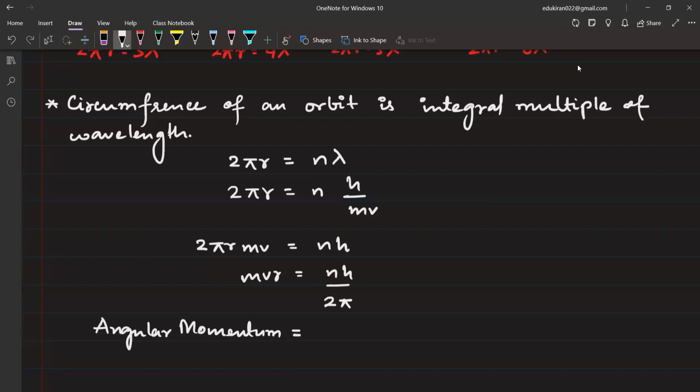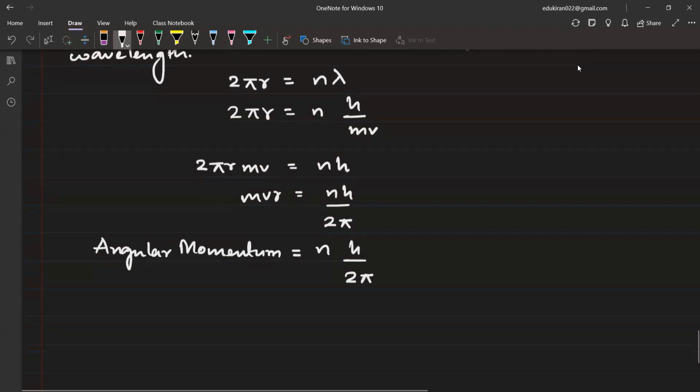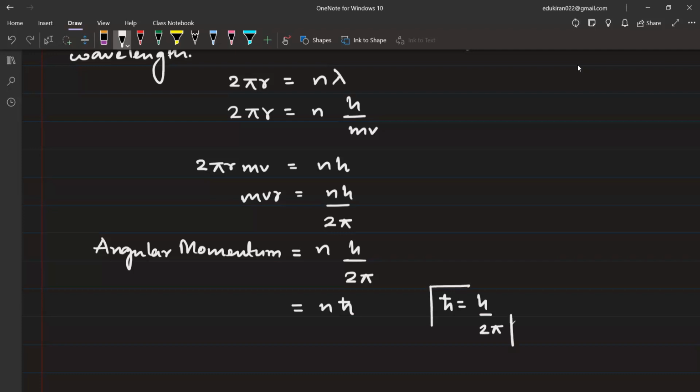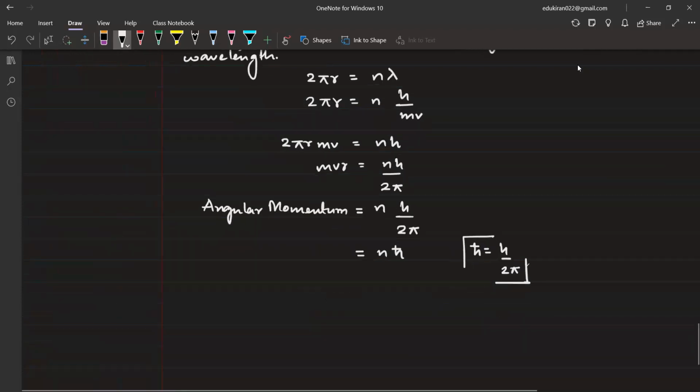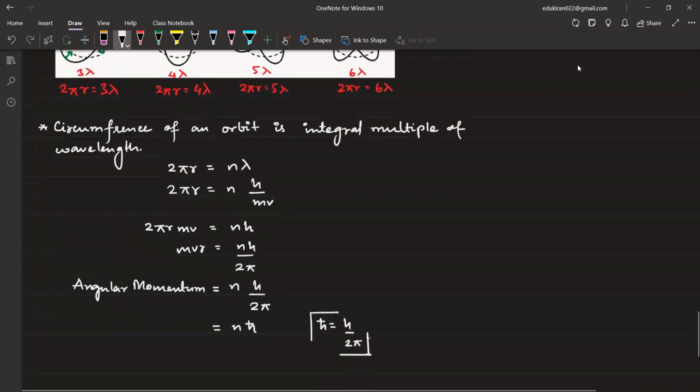Angular momentum is equal to nh upon 2 pi. Ab uske baad unhone h upon 2 pi, h is also constant, 2 is also constant, pi is also constant, so then once again got another constant aur unka naam unhone rakh diya h cross. h cross kya hai? h cross is h upon 2 pi. Chaliye please write this down if you have not written.